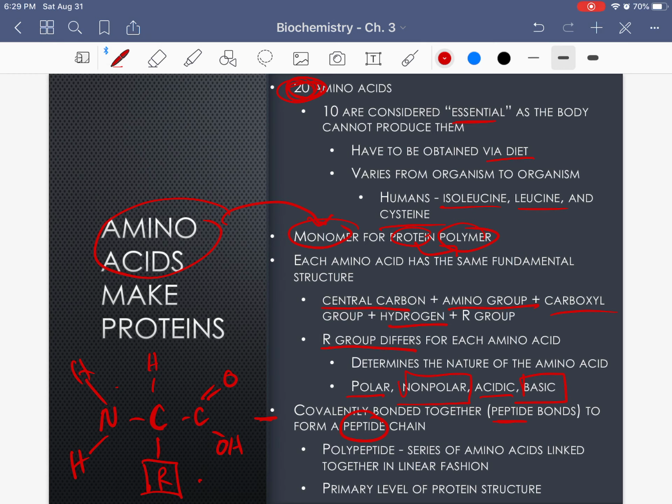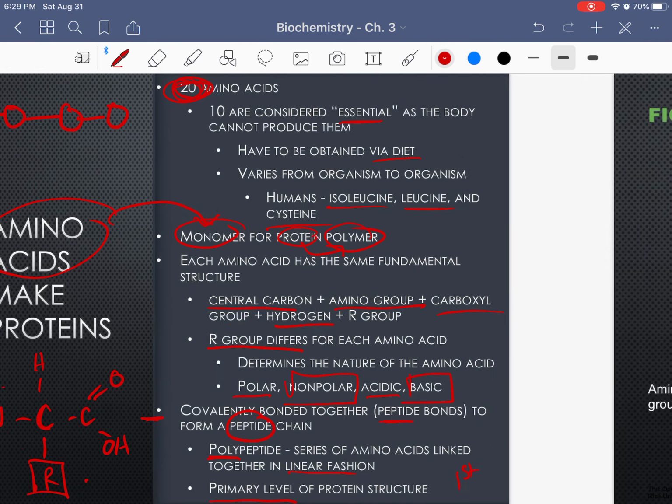So when we bond a bunch of amino acids together, we form a peptide or a polypeptide chain, a series of amino acids together in linear form. This is called the primary or the first level of protein structure. So a polypeptide chain is literally just a chain of amino acids bound together.